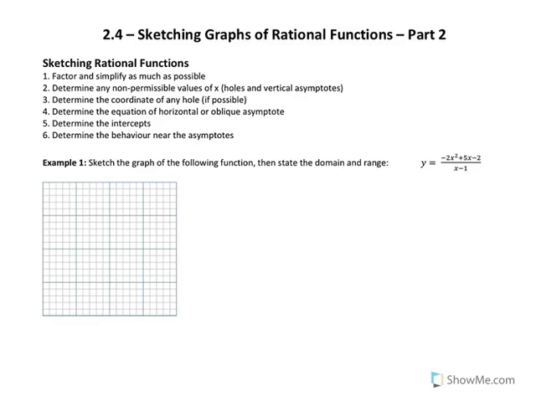2.4 Sketching Graphs of Rational Functions, Part 2. So this first example is going to have an oblique asymptote. We'll make it a little bit harder. So we can see that f of x is greater than g of x, which means we have an oblique asymptote.